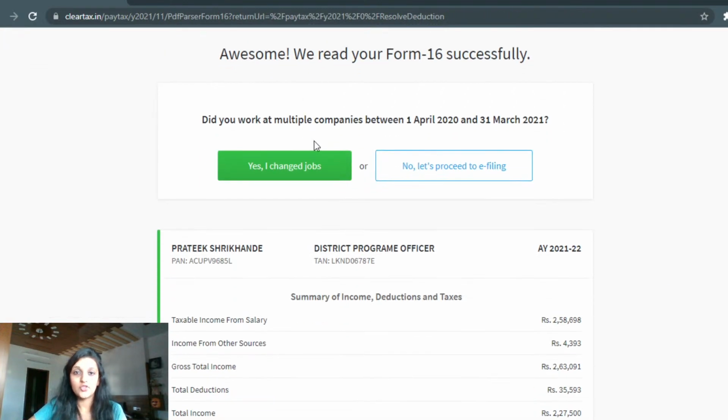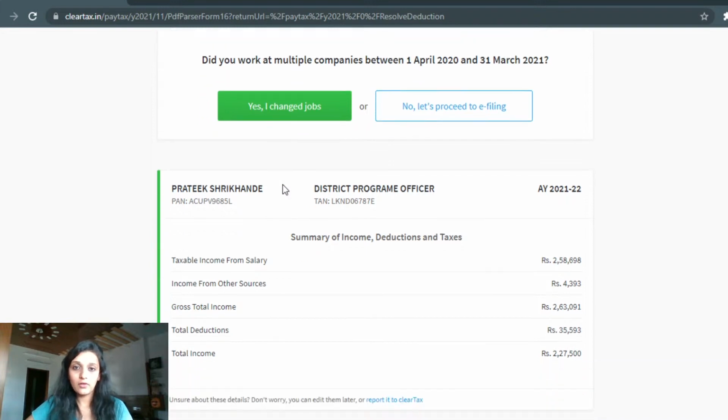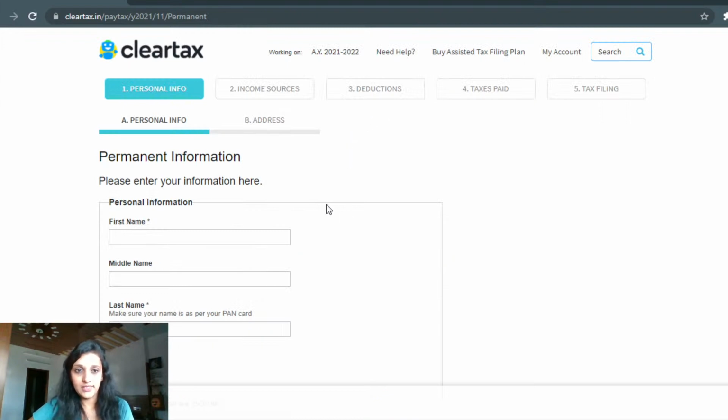If you have changed job during the financial year, then click on yes, I changed job, or if not, then let's proceed to e-filing. But if you have changed the job, then you have to give the details of every other employer also, and you have to upload all the Form 16. But as of now, we are having only one Form 16.